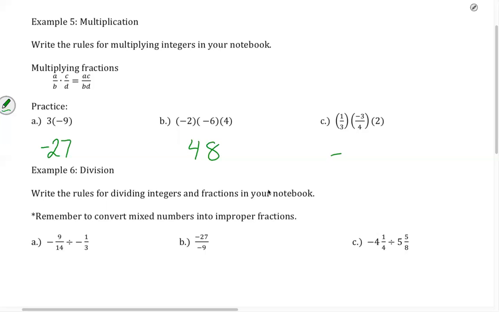So I have 1/3 times -3/4 times 2. Now there's a couple different ways to do this, okay? First one, let's make it all fractions. And then I can multiply across. 1 times -3 times 2 is -6. 3 times 4 times 1 is 12. That's -1/2. So that's one way.